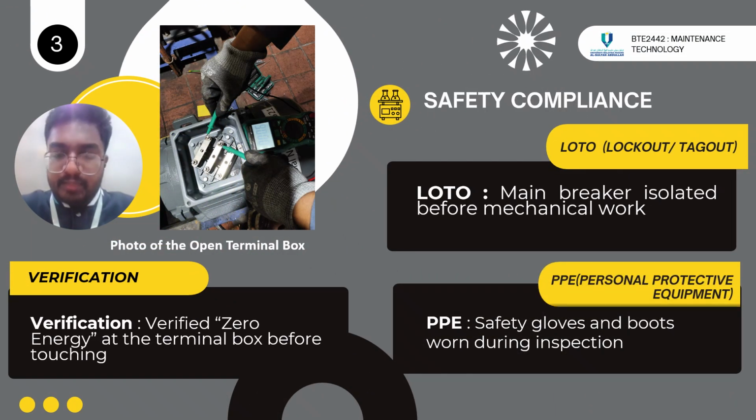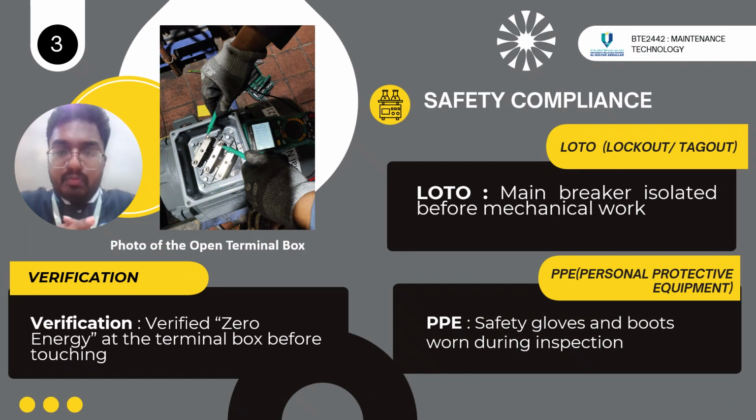Safety compliance. We have to follow very important safety measures at IFF, where we plan LOTO, lockout-tagout, where the main breaker is isolated before mechanical work. We wear PPE when we go inside the plant, which is personal protective equipment, safety gloves, and using protective tools during inspections and verification.